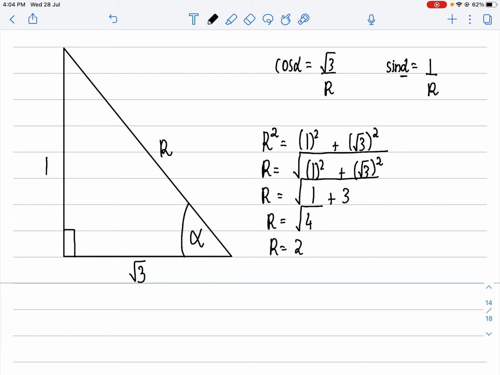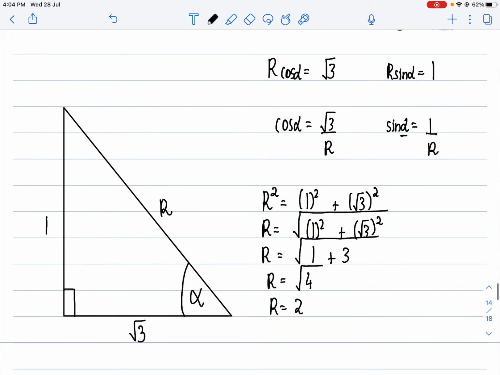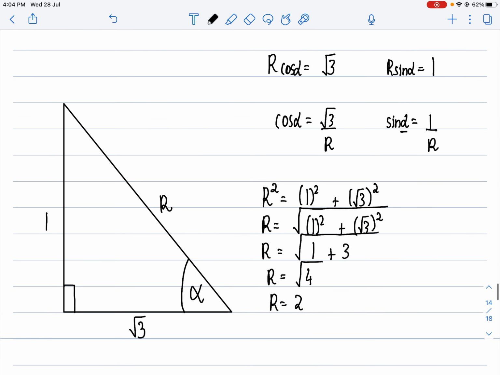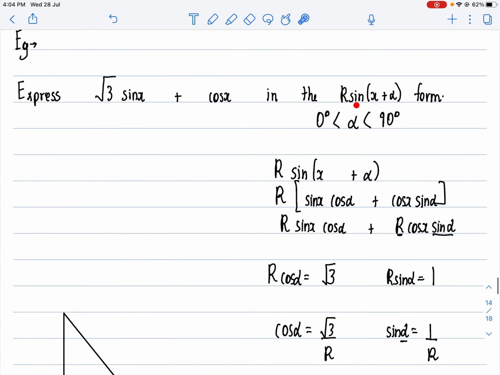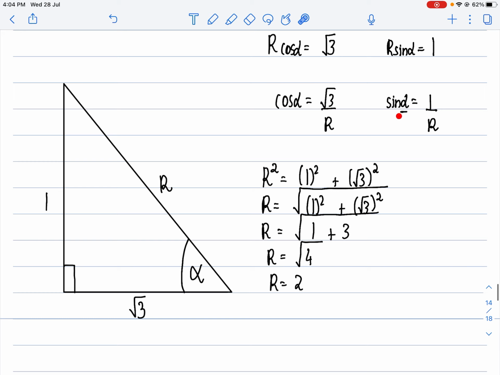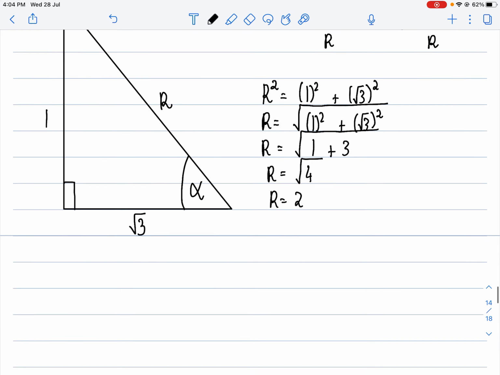This is what I get my r as. Now what you need to do is calculate alpha. For that, just to be safe, if you take cos alpha or sin alpha, it's perfectly all right. But just to be safe, if you have a sine here, take the sin alpha equation. So you can write this as sin alpha, which is equal to 1 over r.